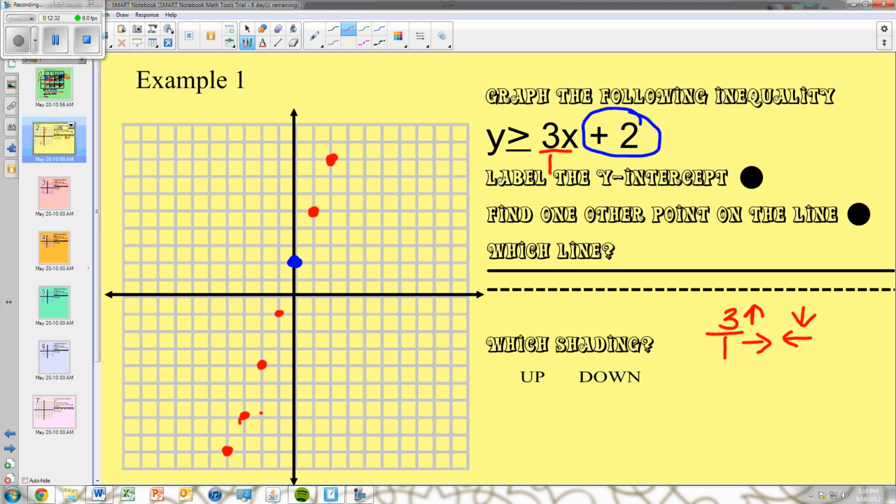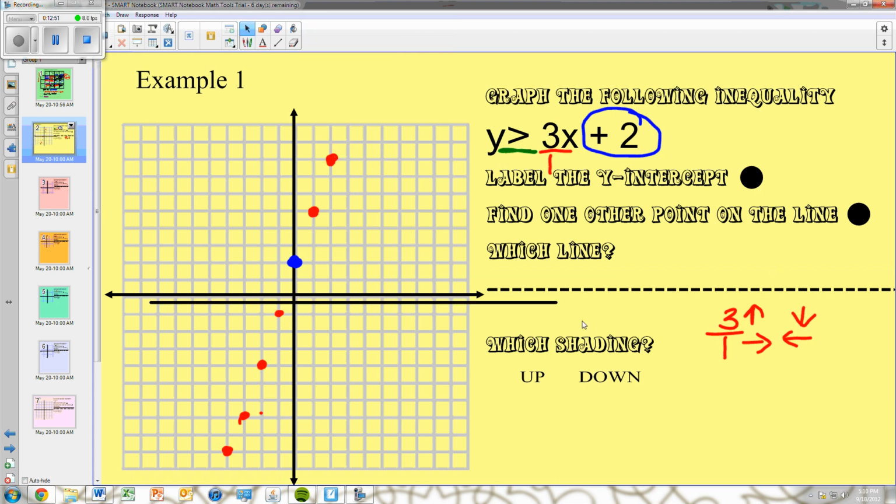So my third step we said was to draw the appropriate line. And we said before that in order to figure out what kind of line we needed to draw, we need to look at this symbol. Because it has this solid line underneath it, that tells me that when I graph, I also need to have a solid line. So I'm actually going to pick up this line here because I know that I can't draw a straight line. And I'm going to adjust this line so that it fits all these points. There we go. There is my solid line.